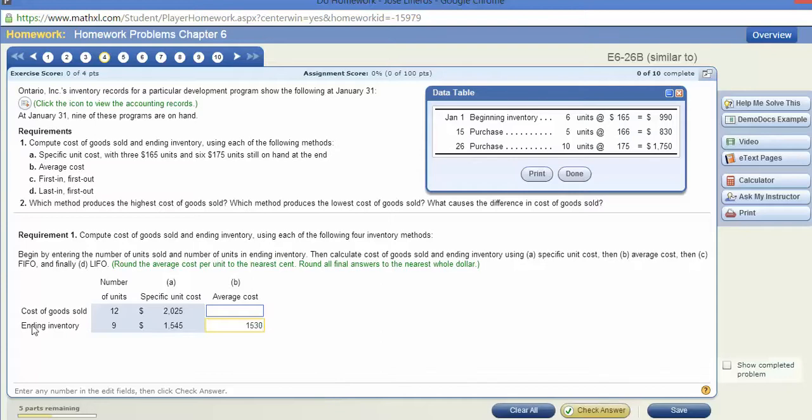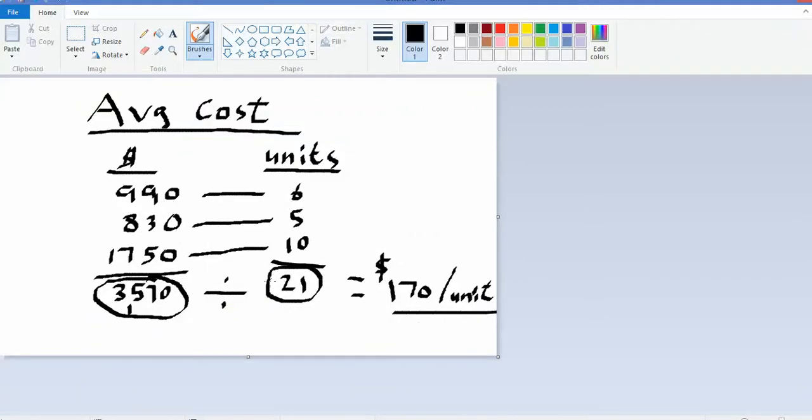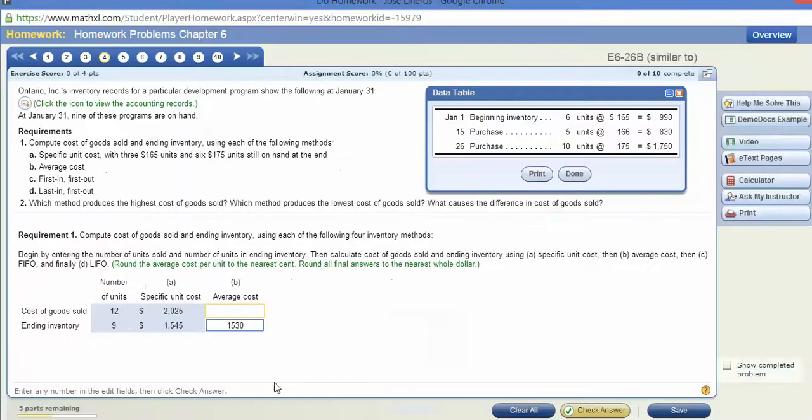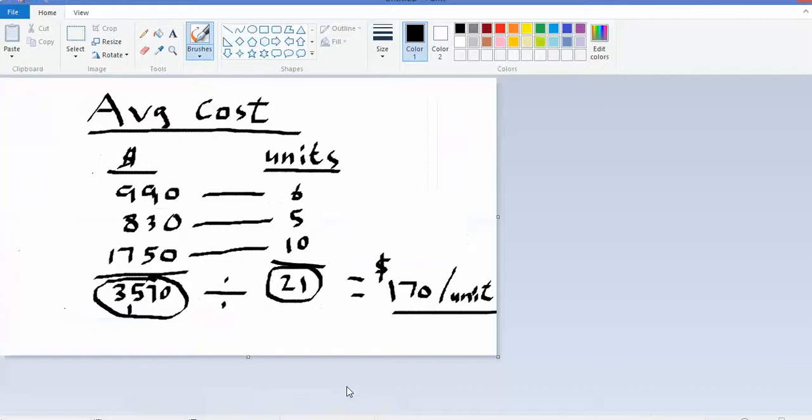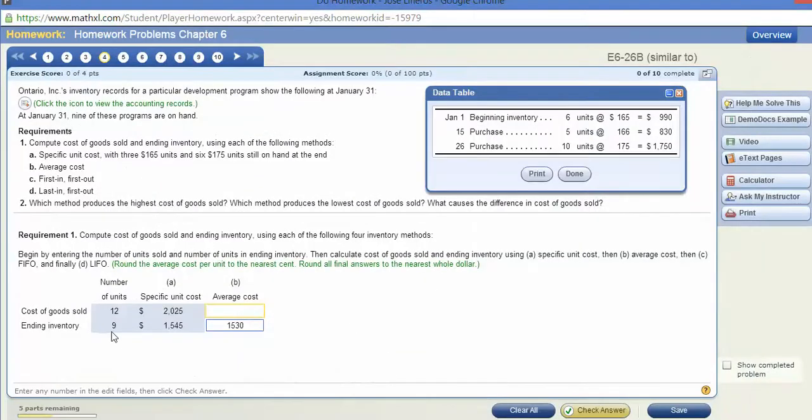I like to do ending inventory first since it's a little easier. It tells you literally how much is left. 3 and 6, there's 9. And then we know we sold 12 because that's the difference. Notice that the total largest number available for sale is 21, and we kept 9. 21 minus 9 is 12, so you can kind of back into it that way. But 12 at our magic number of 170 is 2040. And that is how you calculate average cost.